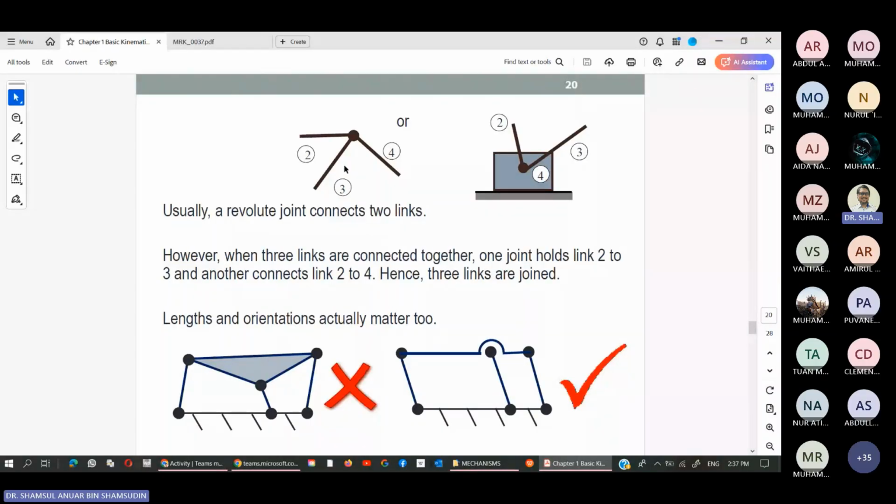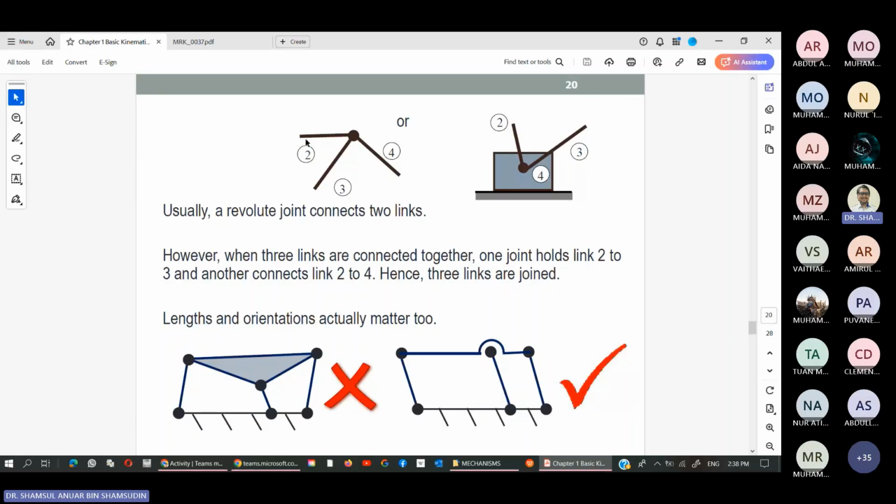But the truth of the matter, regardless of what the physical situation is, the analytical situation will be the joint is between two bodies or two links. Okay, the joint is between two links. Let me say that again. We define joints as between two links. Okay, so this joint you have to double count.